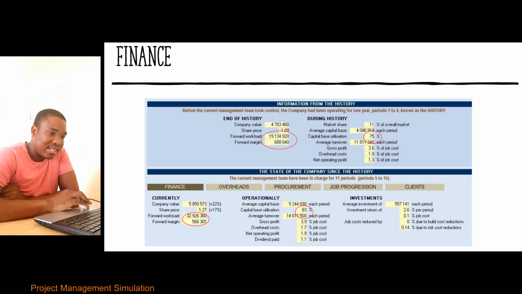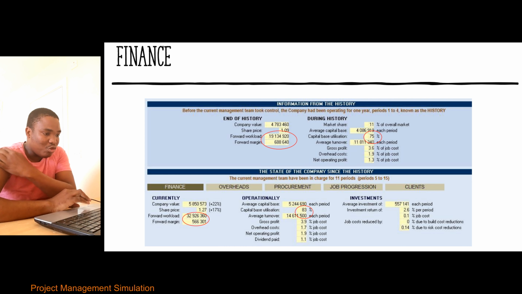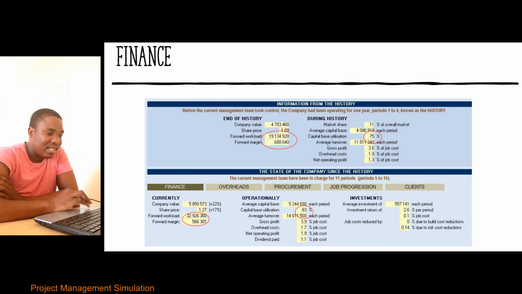As it stands right now at the end of period 15, we have managed to increase our forward workload to 32 million, our company value to 22%, and our forward margin has obviously been going up and down. As it stands right now, we didn't get a lot of projects in the previous period, so it was a little bit low. But otherwise, we have also managed to increase our capital base utilization to 83%. It has also been fluctuating through the different periods, going up and down. We've managed to take it up to 95 and 98% in other periods as well, based on the amount of jobs that we get.